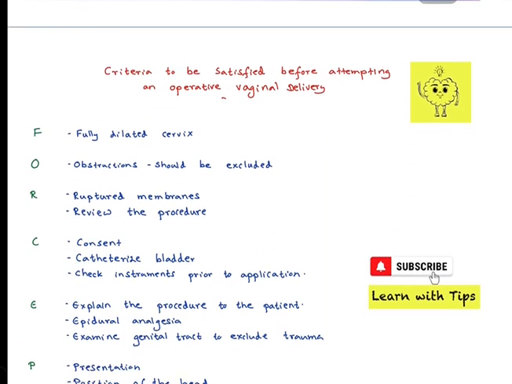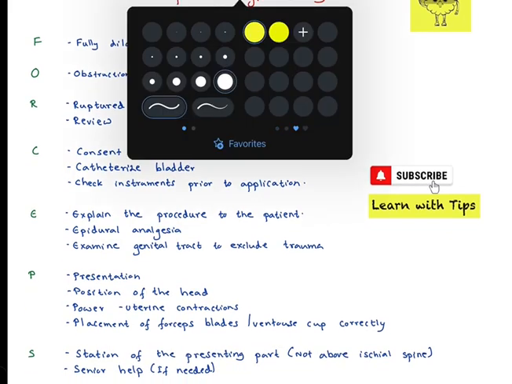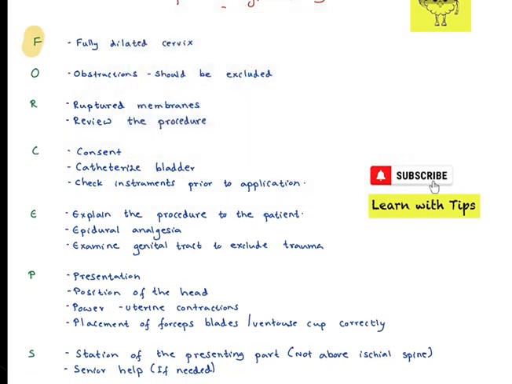Okay. First term, let's see. F stands for a fully dilated cervix, which must be there to apply any instrument in the delivery. And the O stands for obstructions. Here, all the obstructions should be excluded prior to insertion of any instrument, such as any cephalopelvic disproportion should be excluded.